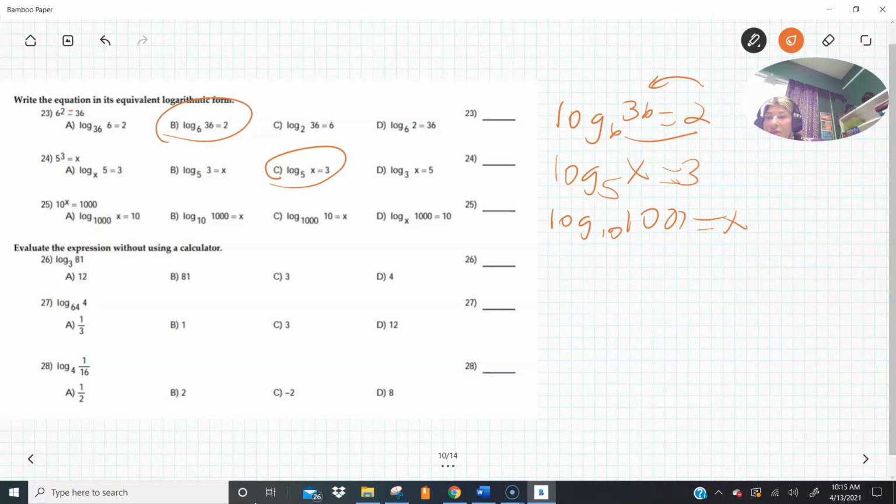26 says evaluate without a calculator. You just use inverse operations where exponential. So this would be 3 to what power equals 81? X would be 4. Or you could use that change of base formula, log of 81 divided by the log of 3. Either way, you get the answer of 4.